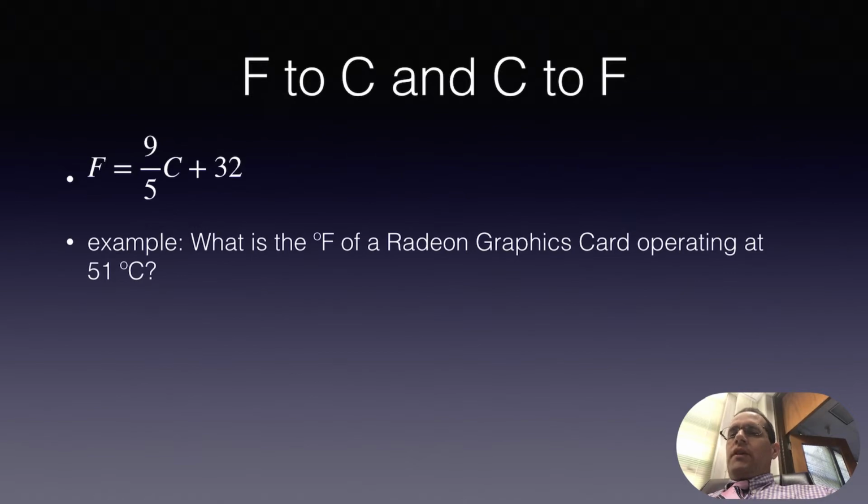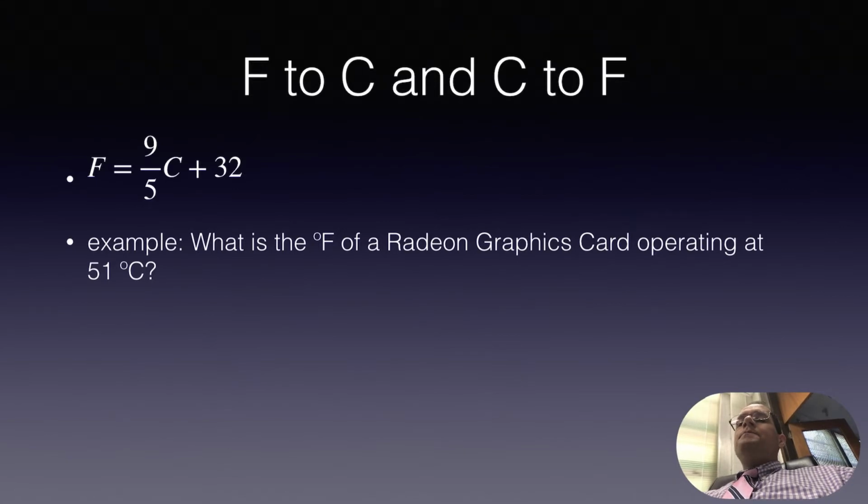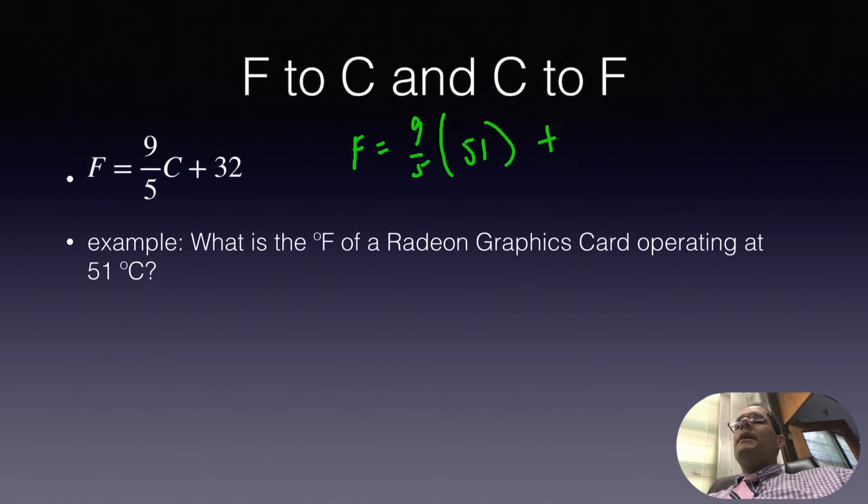So, example, what is the degrees Fahrenheit of a Radeon graphics card operating at 51 degrees Celsius? So, essentially, it's just plug and chug, but remember about the rules of operation, please, when you do this, okay? So, what we want to do is set this up. So, F is equal to 9/5 times the Celsius temperature, which is 51. And then we want to add 32. So from rules of operation, you do this first.